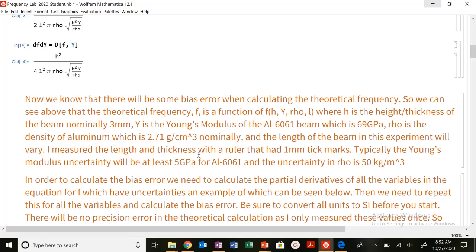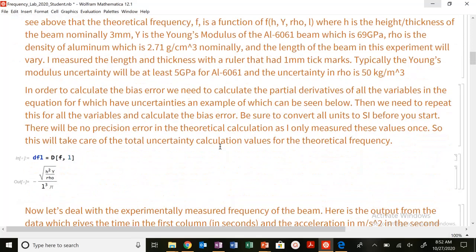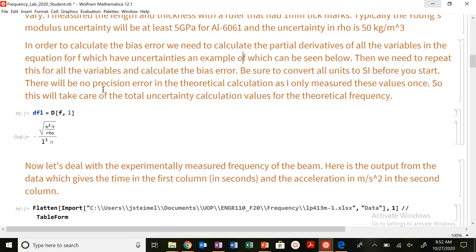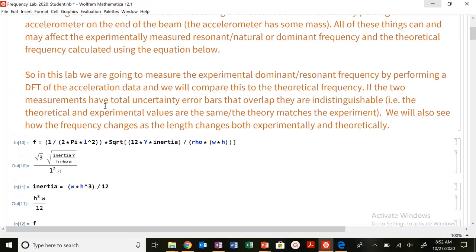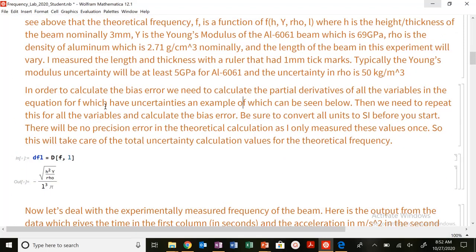I measure the length and the thickness with a ruler that has 1 millimeter tick marks, and the Young's modulus will have an uncertainty of at least 5 gigapascals for aluminum 6061, and the uncertainty in my density is 50 kilograms per meter cubed. A hint in terms of how to calculate that, how to convert. So we need the bias error. So we really don't see any precision in this theoretical calculation because the values are only calculated once. So from that, you can calculate the rest of this total uncertainty for our theoretical calculation.